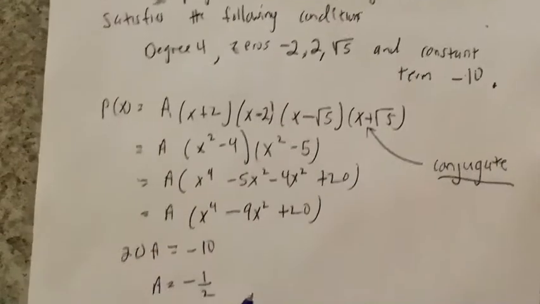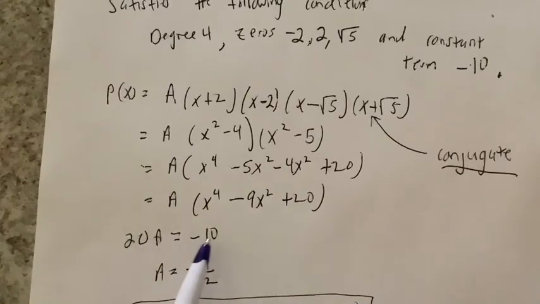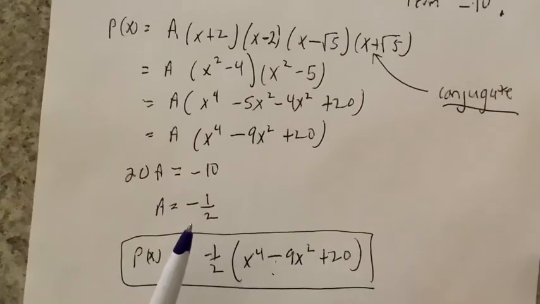If you want it to be -10, all you have to do is set 20a equal to -10, so a is -1/2, so you can leave it like this. You could multiply it out. You don't have to. You can leave it like this.